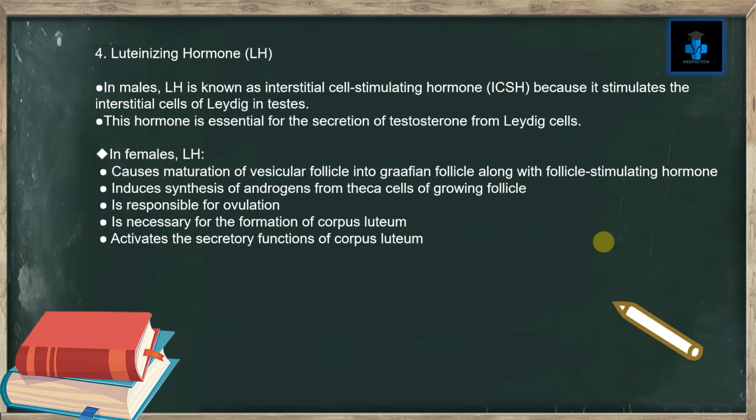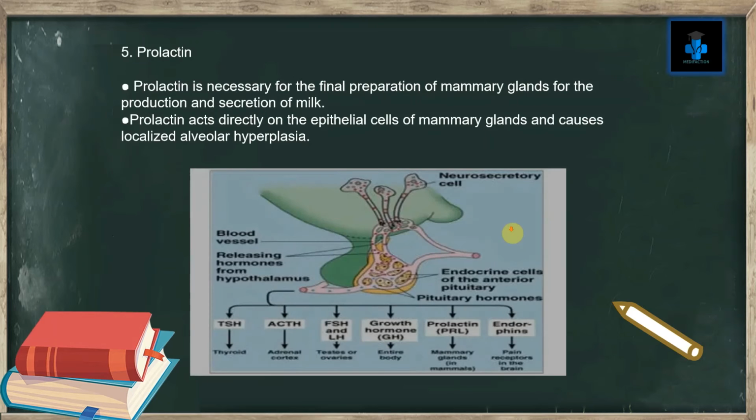It is responsible for ovulation. Luteinizing hormone is also necessary for the formation of corpus luteum. Luteinizing hormone activates the secretory function of corpus luteum as well.